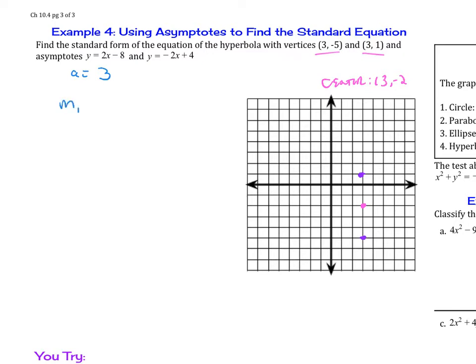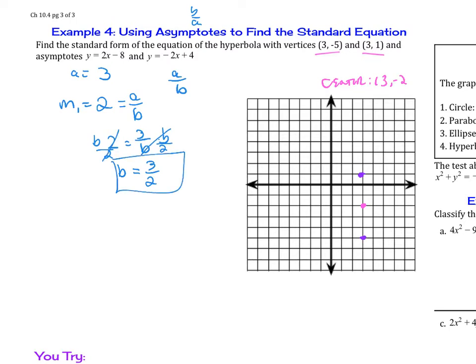Now we know our slope. Our slope is 2. And remember that slope, this is a vertical transverse axis, slope is going to be a over b. And then remember with horizontal, that's b over a. So that's going to help us with that. So now that we know that slope is 2, 2 equals a over b. We know what a is. 2 equals 3 over b. So we find that b equals 3 over 2, right? You multiply by b on both sides and then divide by 2. And so that's how you get b equals 3/2.